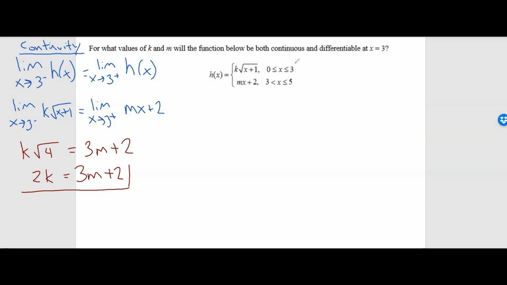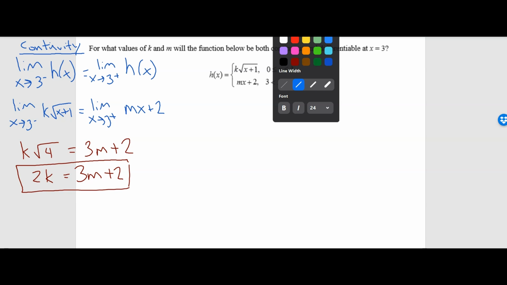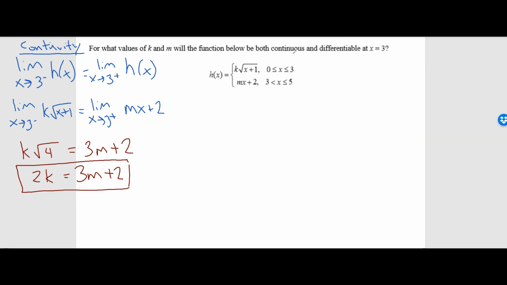Now, just having one equation with two variables doesn't give me any way to know what those two variables need to be. But we do have another part of this question, right? It said the function had to be continuous, but it also needed to be differentiable. So let's start on the differentiable process and see if we can come up with another equation. So this next part will be making the function differentiable. So we have the one-sided limits of the derivatives this time.